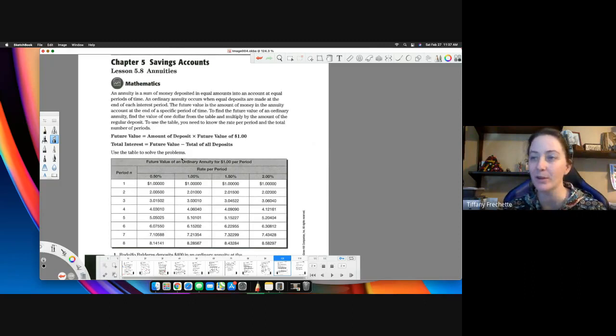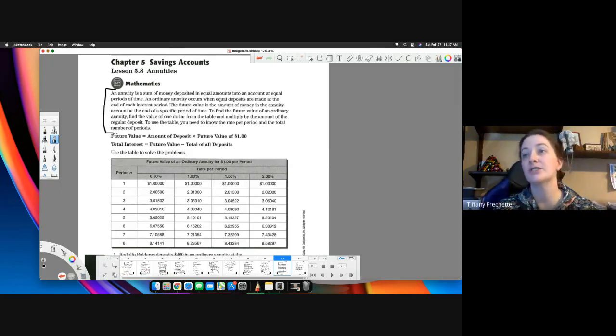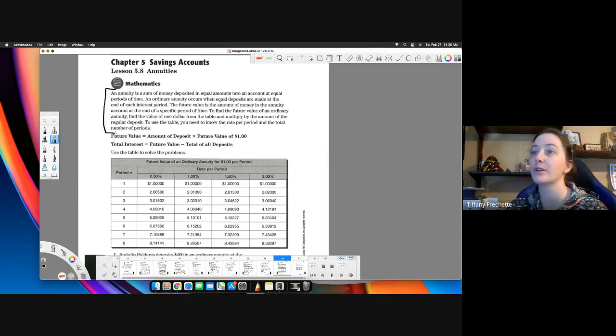All right, so let's go ahead and read the summary here at the top. An annuity is a sum of money deposited in equal amounts into an account at equal periods of time. An ordinary annuity occurs when equal deposits are made at the end of each interest period. The future value is the amount of money in the annuity account at the end of a specific period of time. To find the future value of an ordinary annuity, find the value of $1 from the table and multiply by the amount of the regular deposit. To use the table, we need to know the rate per period and the total number of periods.